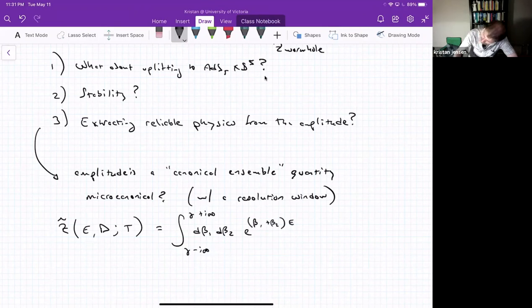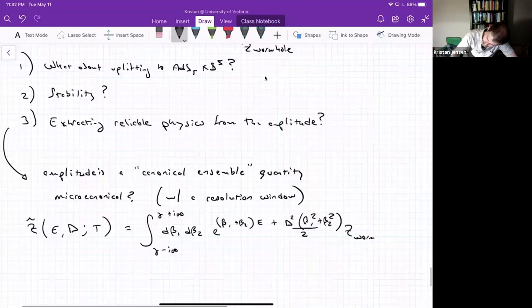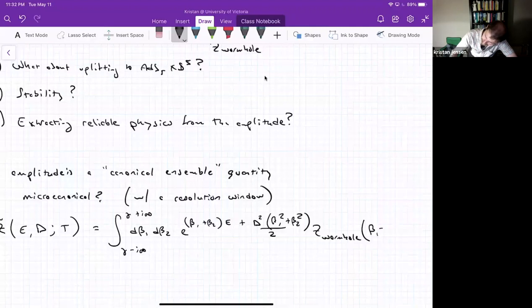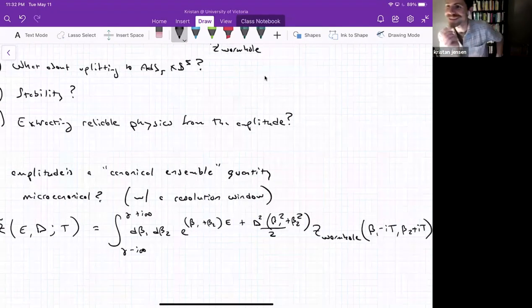plus delta squared (beta1 squared plus beta2 squared) over 2 times the wormhole amplitude at, well, now it's convenient to make an analytic continuation like this for reasons that I could explain if we have a little bit more time. If you take the wormhole amplitude and you make the continuation appropriate to consider the spectral form factor, you introduce a time t.